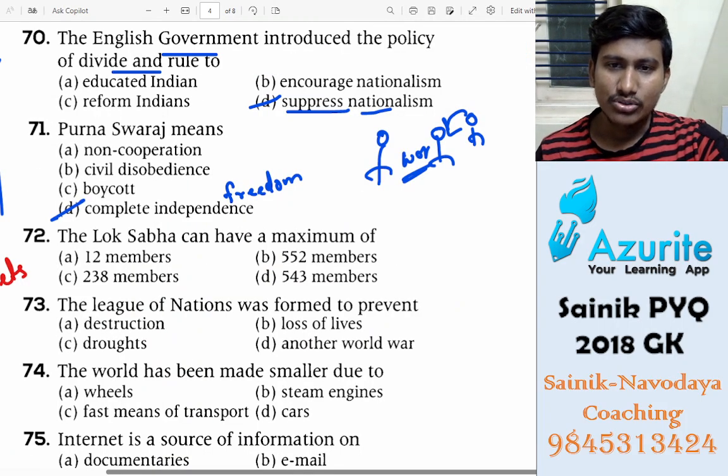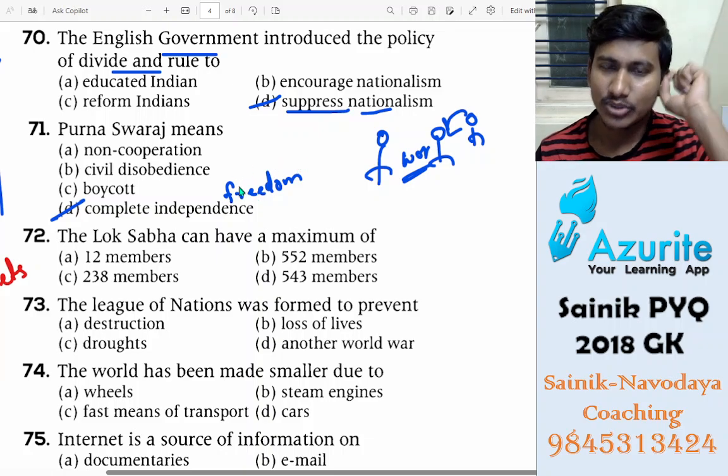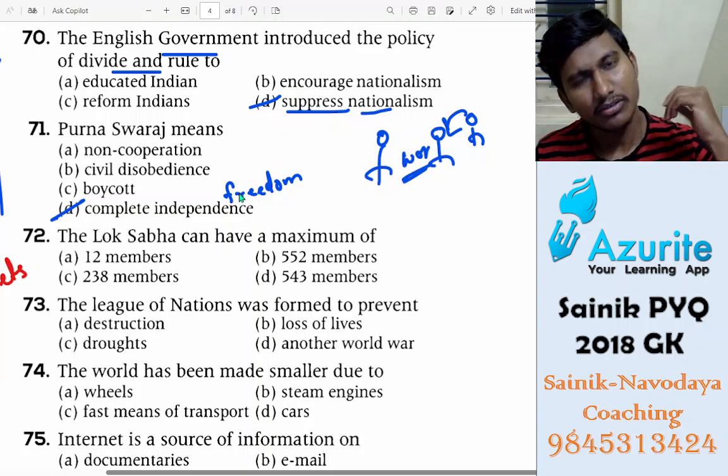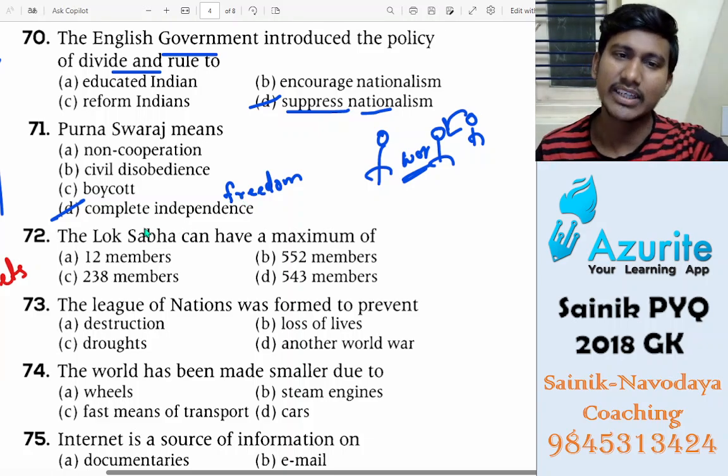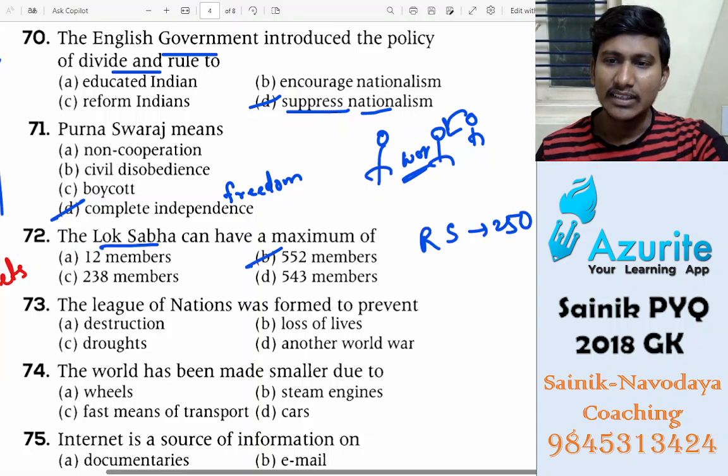Yes. So next question, that is 72. So here Purna Swaraj means it is complete independence, that is freedom. Okay, so India got freedom, complete freedom, that is Purna Swaraj. Okay, next. So see here, next question.